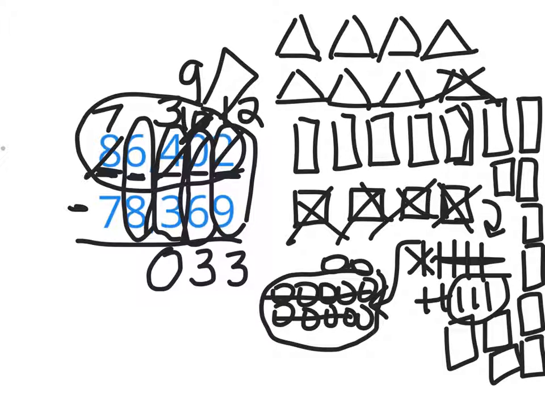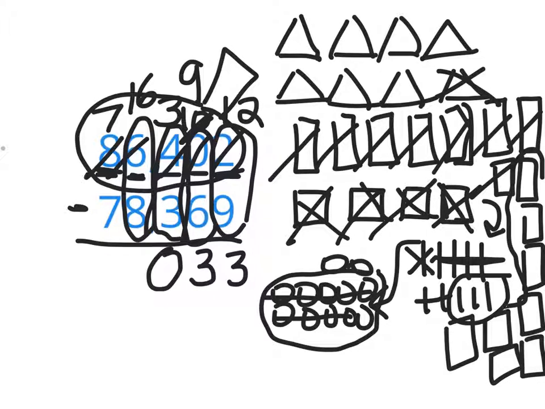So now do I have 6 anymore? No, I now have 16,000, excuse me, and I can take away 8. Let's try it. 1, 2, 3, 4, 5, 6, 7, 8. And that still leaves me with all of these 10,000s, which if we count them is 1, 2, 3, 4, 5, 6, 7, 8. So there are 8 remaining.